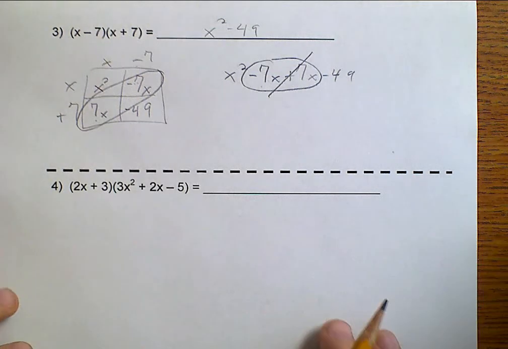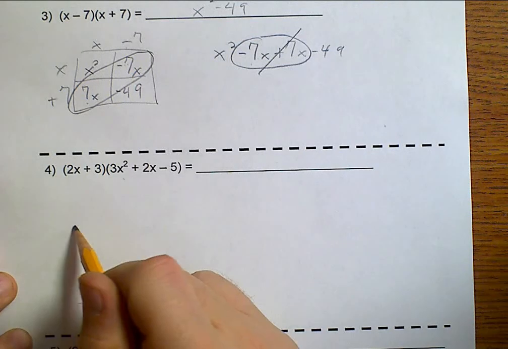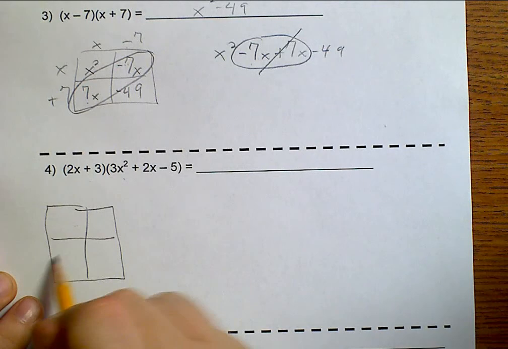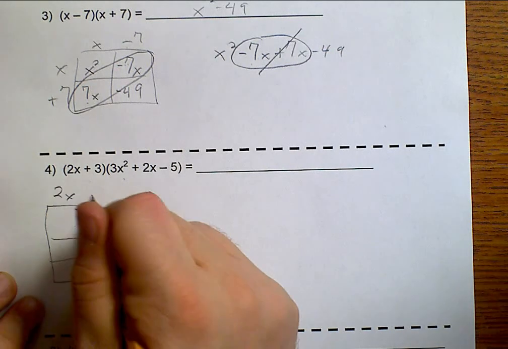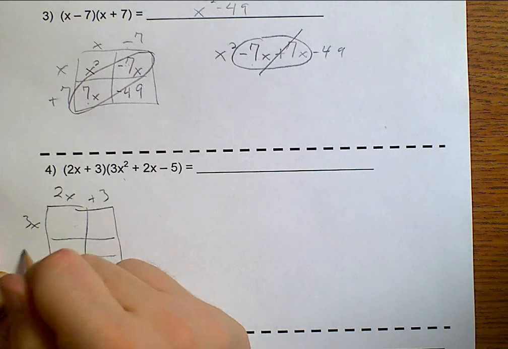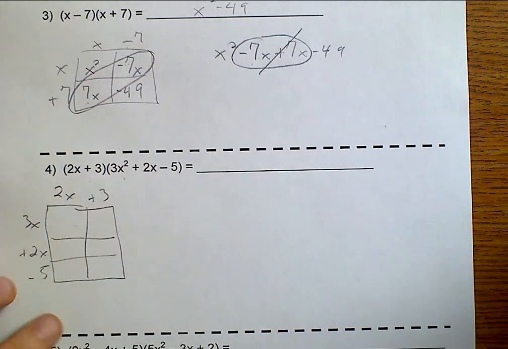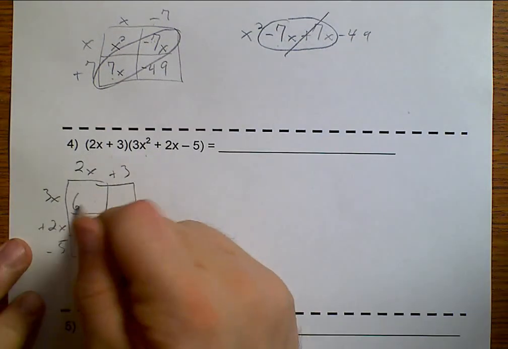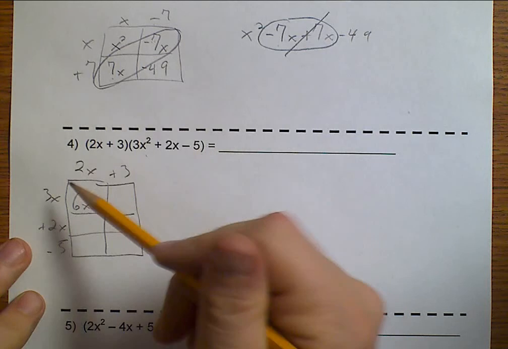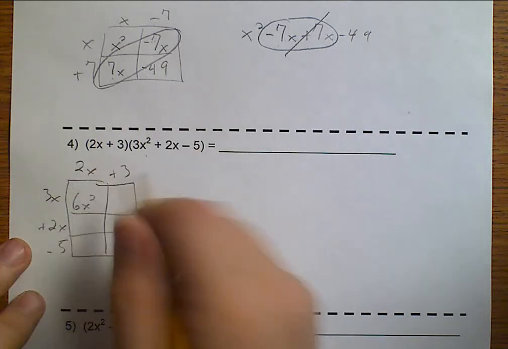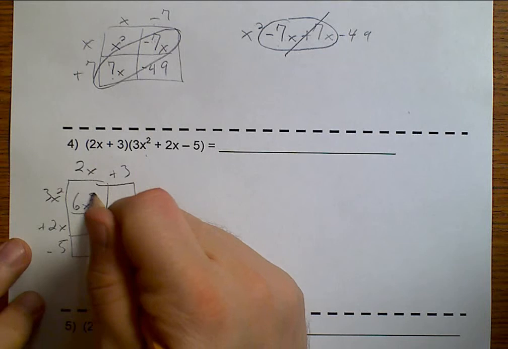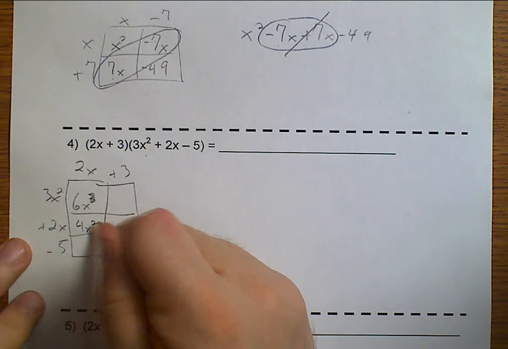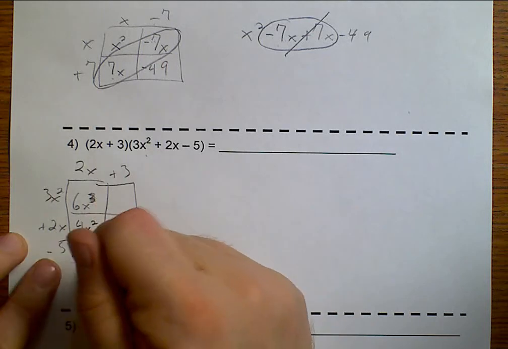Now, number 4, we have a 2 by 3. So I'm going to go 2 by 3. 2x plus 3. 3x squared plus 2x minus 5. Works the same way. 2x times 3x squared makes 6x cubed. Sorry, forgot the squared there, that turns that into a 3. 2x times 2x make 4x squared. 2x times negative 5 make negative 10x.